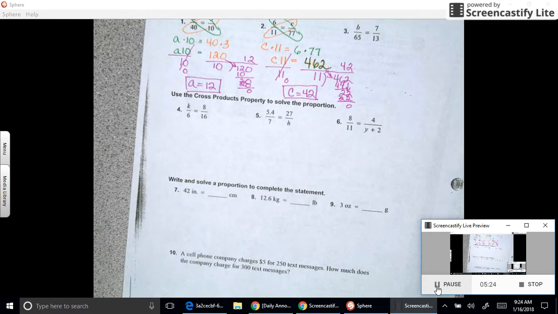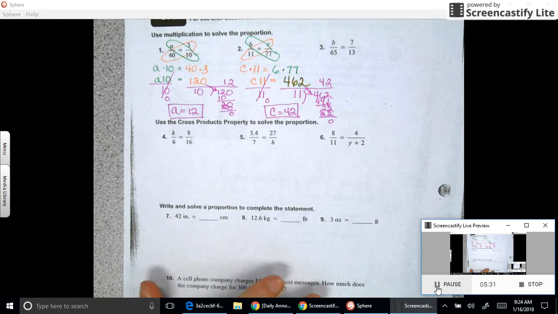Why don't you guys try number 3? I'll give you a couple minutes and then we'll talk about it. Try solving number 3 the same way we solved 1 and 2.